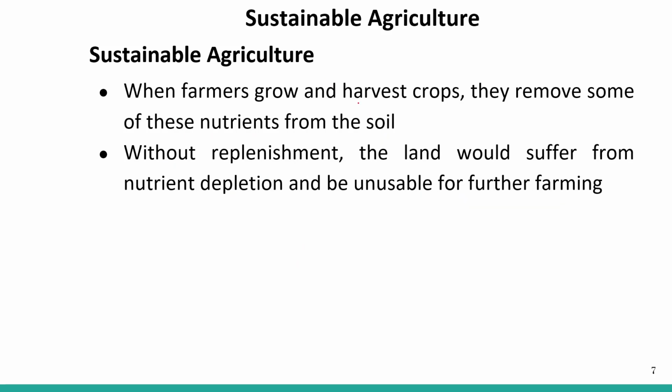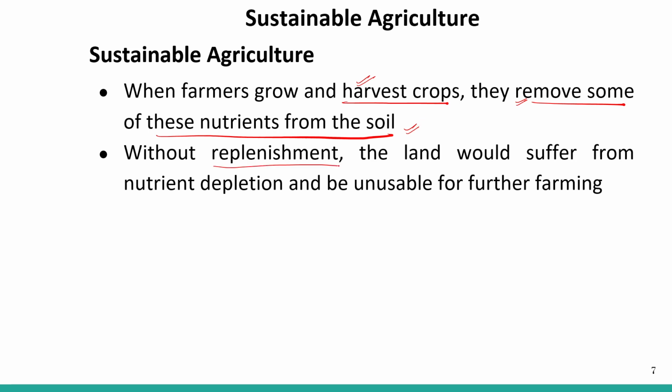When farmers grow and harvest crops, they remove some of these nutrients from the soil. So every time the farmers are growing and harvesting the crops, they are removing some of the nutrients from the soil. Okay, so where are the nutrients going? They are going to the crops.